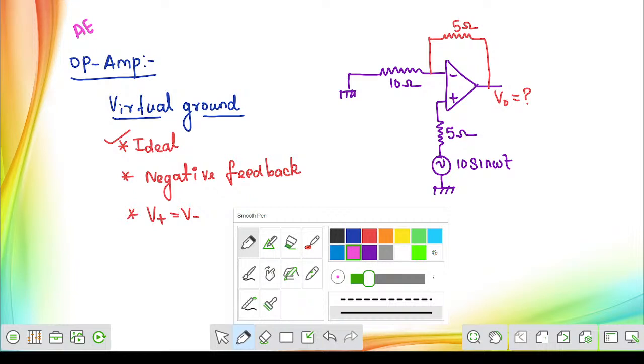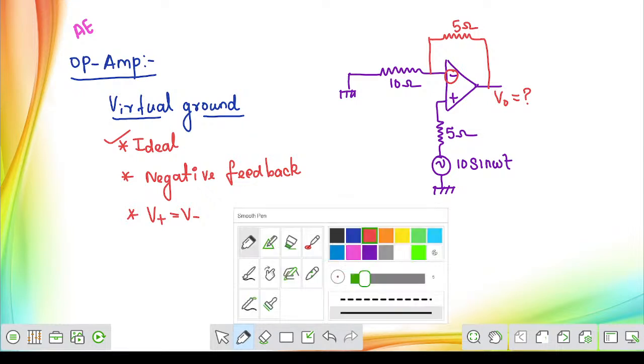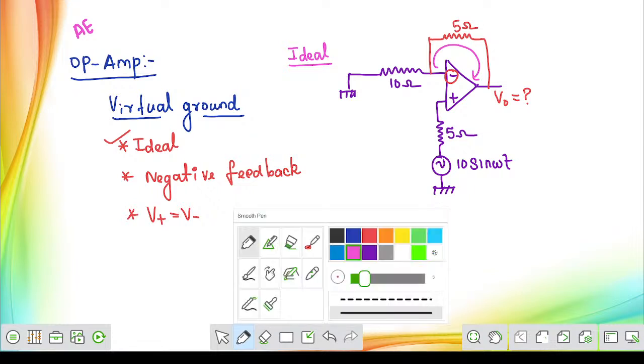How can we calculate the output voltage, sir? First thing, observe whether the negative feedback is given or not. Yes, it is clearly indicated that the negative feedback is given in this circuit. From the negative terminal only, we have taken the feedback to the output port. So from this, I can say, if nothing is mentioned about the nature of the operational amplifier, you can take by default the ideal operational amplifier. If it is not mentioned in the question whether it is an ideal op amp or a practical op amp, you can take the ideal operational amplifier only, and you can apply all the concepts and properties that we are applying.